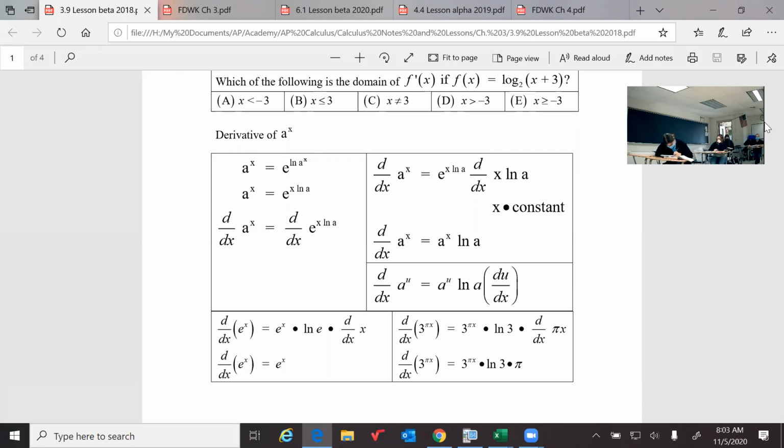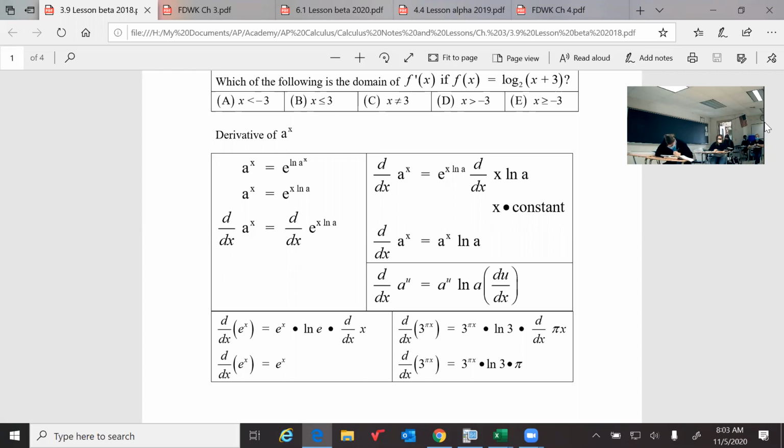Do those variables match? It gives you itself, just like e to the x gives you itself, times the natural log of the base times the derivative of the exponent. So here's an example. This problem was on, here's e to the x, why that works.